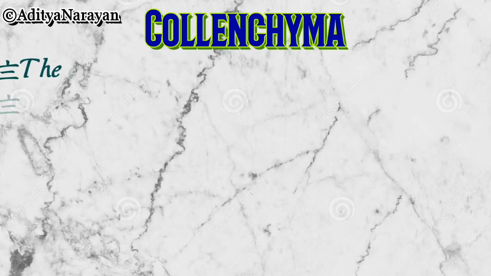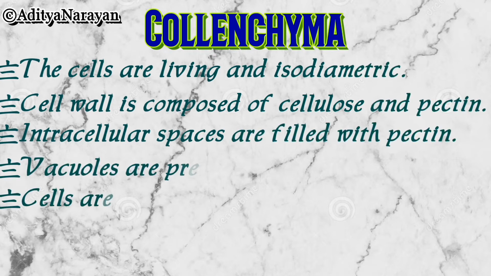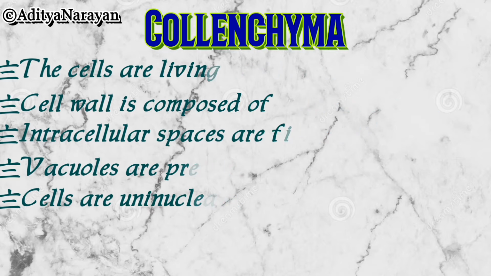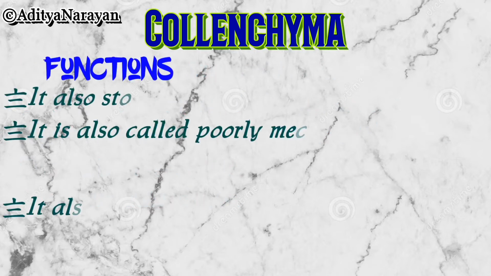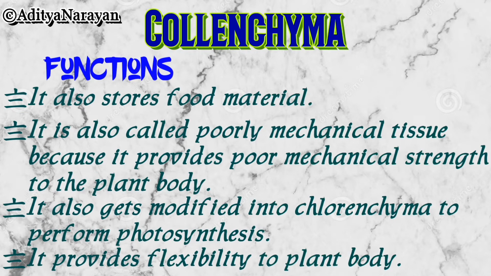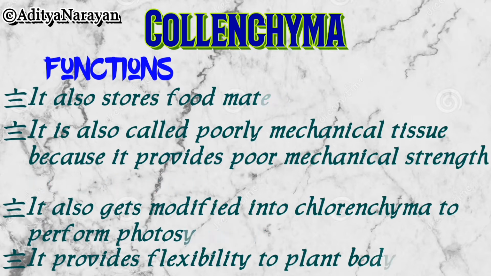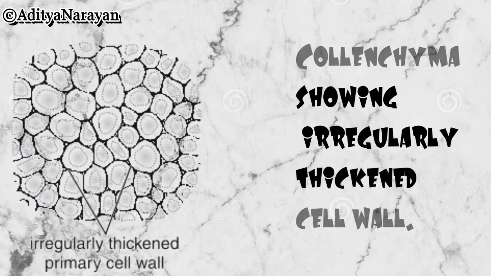In collenchyma, the cells are living and isodiametric. Cell wall is composed of cellulose and pectin. Intercellular spaces are filled with pectin. Vacuoles are present and cells are uninucleate. Functions of collenchyma. It also stores food material and performs photosynthesis. It provides mechanical strength and flexibility to the plant body. Let's have a look at the cells of collenchyma.